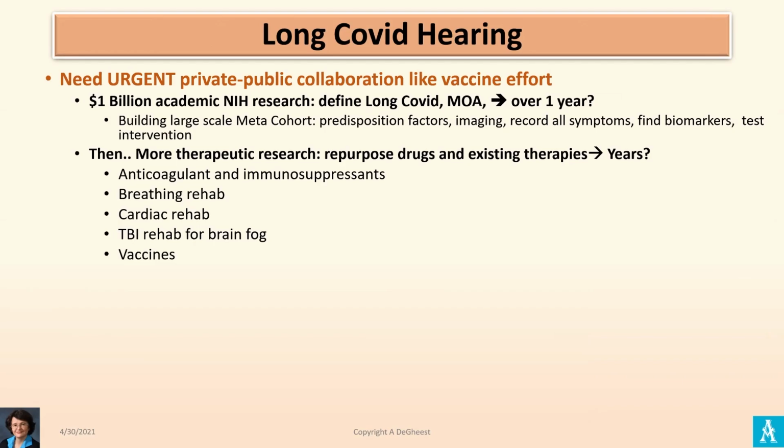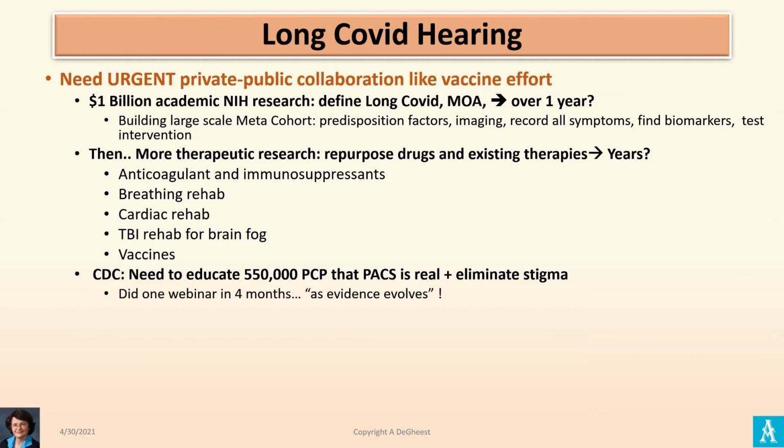If we had done that with COVID, the mortality rate in this country would have been horrible. And so we need that same type of effort. We need efforts on anticoagulants and immunosuppressants. We need to do breathing rehab, cardiac rehab, and traumatic brain injury rehab for the brain fog, and titrate different vaccines to see if maybe that will help people. Maybe it's a repeat vaccine. And then this is a big problem.